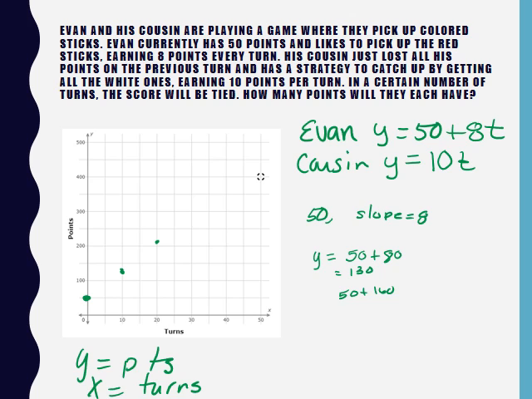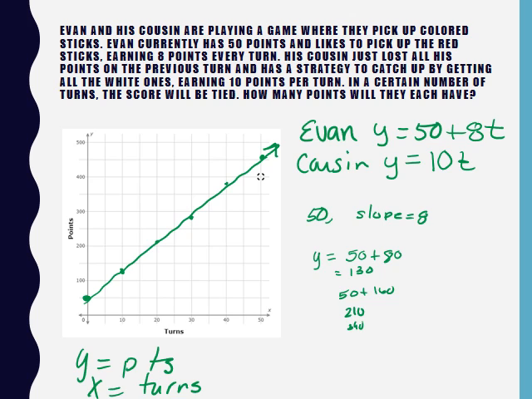So from here, if this is 210, if I go up 10 more turns, I'm going to get 290, right about here. If I go up 10 more, I'm going to get 370. And if I go up 80 more, I'm going to get 450. So here is my graph.